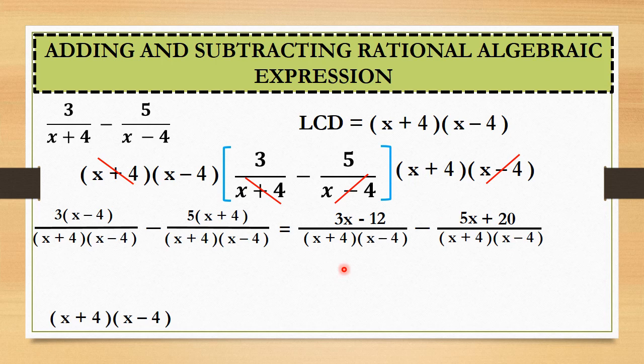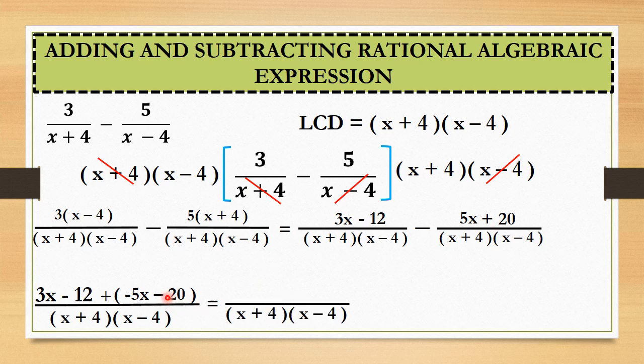So, we have keep the LCD x plus 4 times x minus 4. Then, just copy first the first numerator, 3x minus 12. Then, add the opposite of the subtrahend. So, from positive 5x, it will become negative 5x. Then, from positive 20, it will become negative 20. Okay. So, keep the LCD in factored form. Then, combine like terms. So, 3x plus negative 5x.